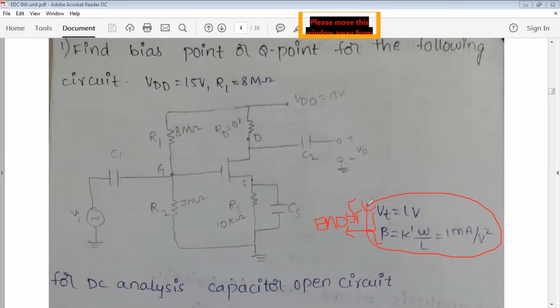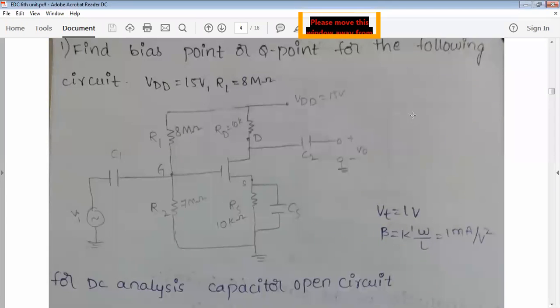Enhancement mode MOSFET. The given data is not related to JFET or depletion mode MOSFET. In JFET and depletion mode MOSFET, the pinch-off voltage is compulsorily given. But here, no pinch-off voltage is given. It gives K dash W by L and the threshold voltage. That means the given problem is related to the enhancement mode MOSFET bias problem. Okay, now apply one by one.